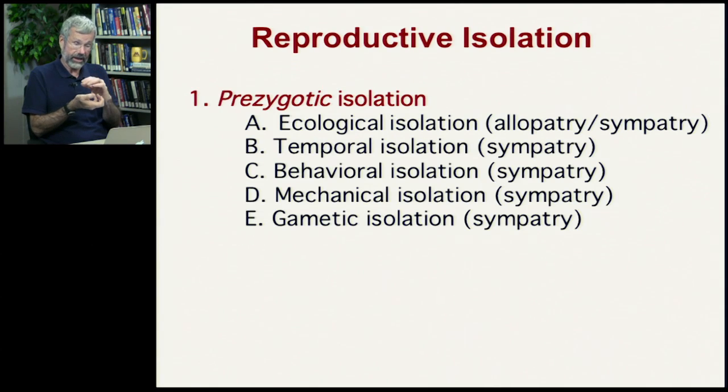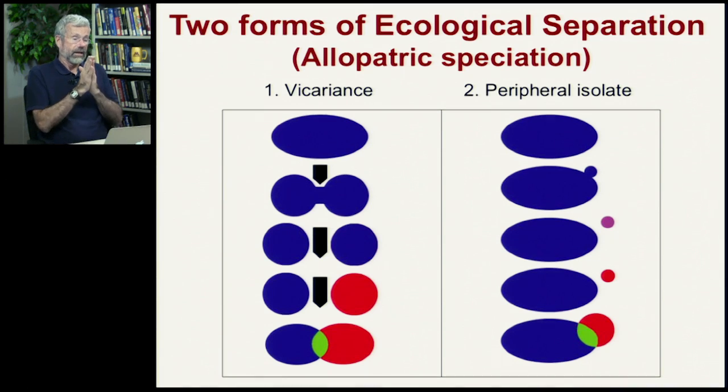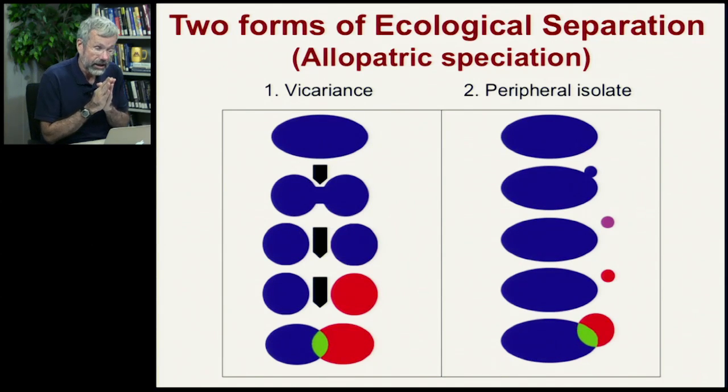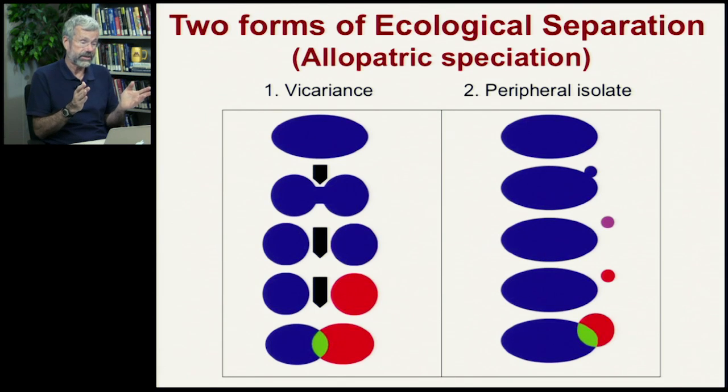They're still living in sympatry, but they nevertheless become isolated from each other. The second is temporal isolation. So they live in the same place, but they may not be at the right place at the right time for mating. There can be behavioral isolation, mechanical isolation, and gametic isolation. So all of these can happen even if individuals from different types or different species come into physical contact with each other. So first, let's have our ecological separation, the allopatric speciation.